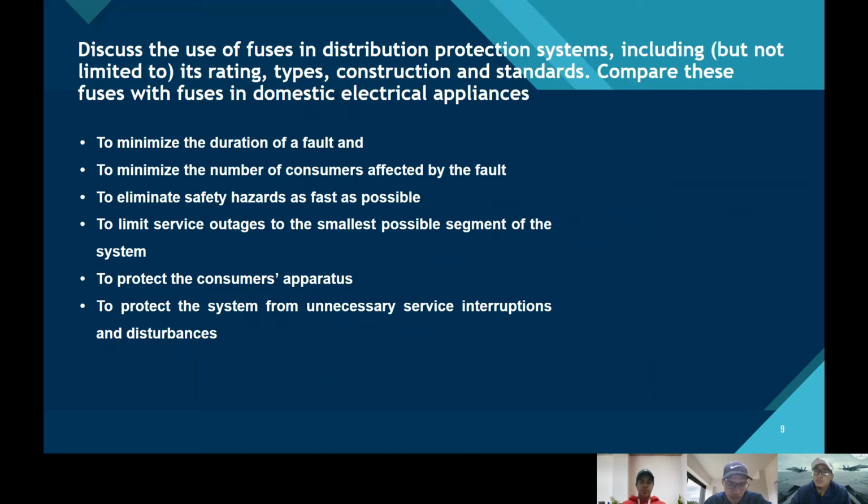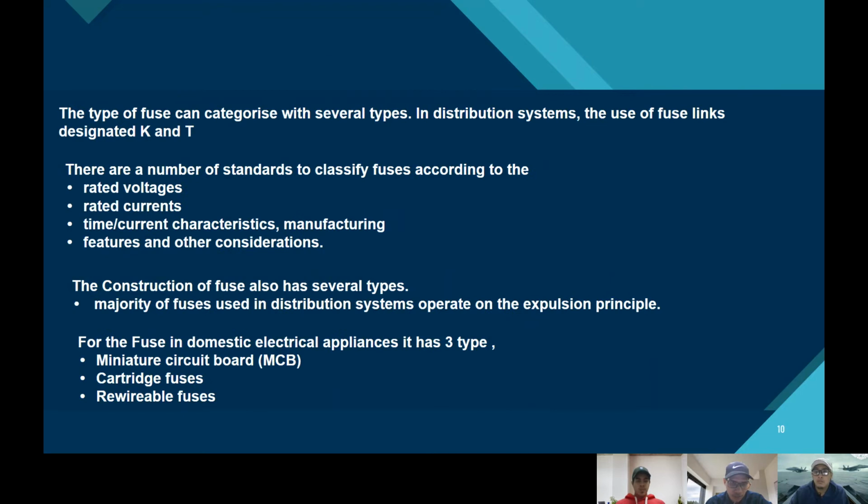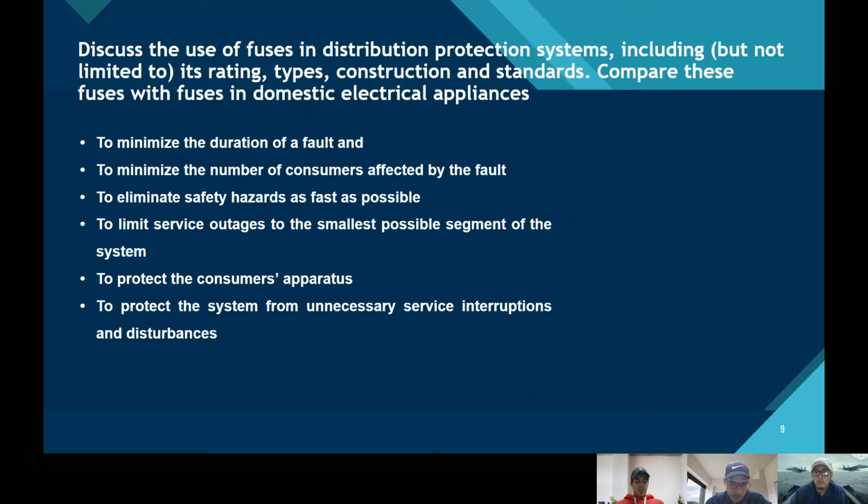First, it can minimize the duration of the fault. It can minimize the number of consumers affected by the fault. It can eliminate safety hazard as fast as possible. It can limit service outage to the smallest possible segment of the system. It will protect the consumer apparatus, and it will protect the system from unnecessary service interruption and disturbance. So the uses of the fuse are very helpful to protect from the problem. So next slide.